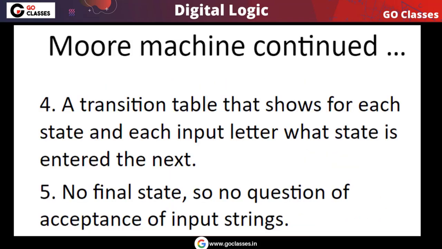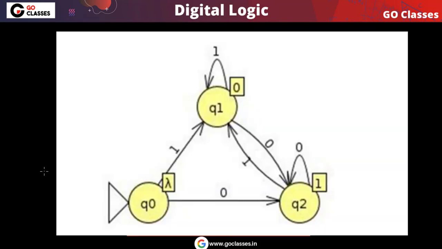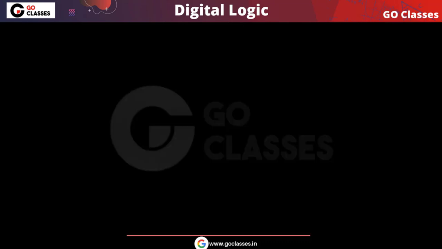So the Moore machine we have already seen. This is a Moore machine, you can notice. In this Moore machine, this is the initial state Q0. Whenever you come to this state, the empty string will be printed. Whenever you go to state Q2, 1 will be printed. Whenever you go to state Q1, 0 will be printed. Like this you can very easily do it. You can take some example and check it out.